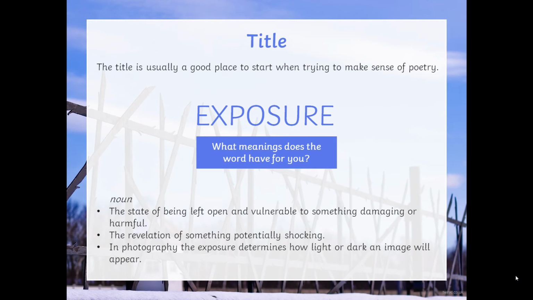So the word exposure can be ambiguous, and here it's meant to be ambiguous. Right? The state of being left open and vulnerable to something damaging or harmful. Is he talking about the wind and the rain and the snow? Or is he talking about the enemy gunfire from the other side of the trenches? Is he mainly focusing on the revelation? What is he revealing that might be potentially shocking? Is he revealing something perhaps to the audience of the poem?